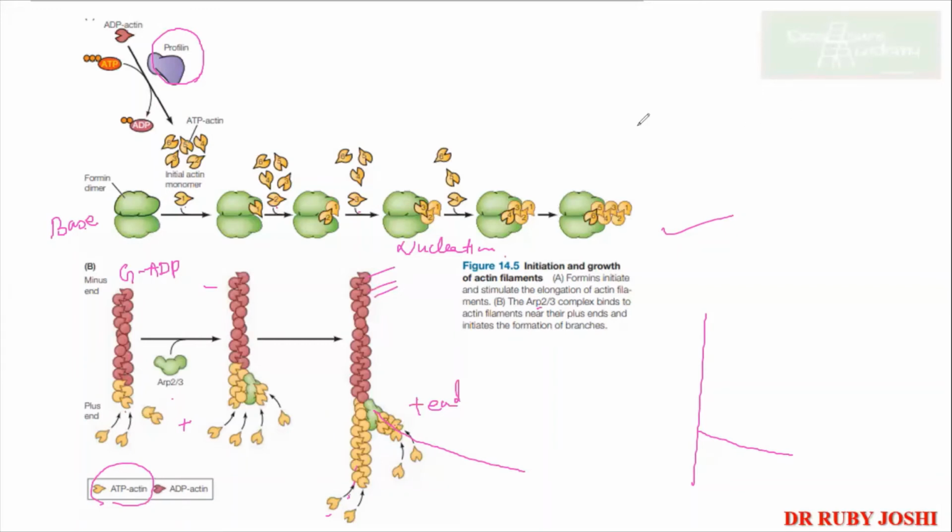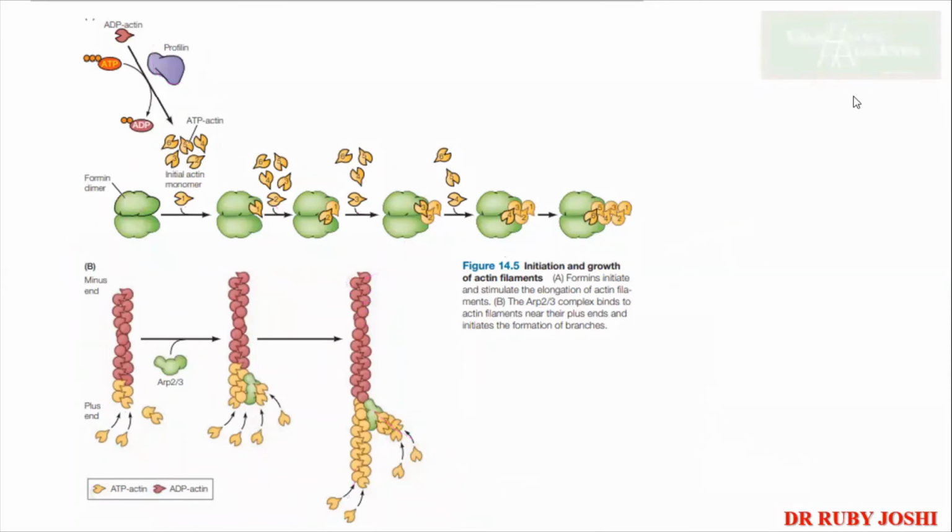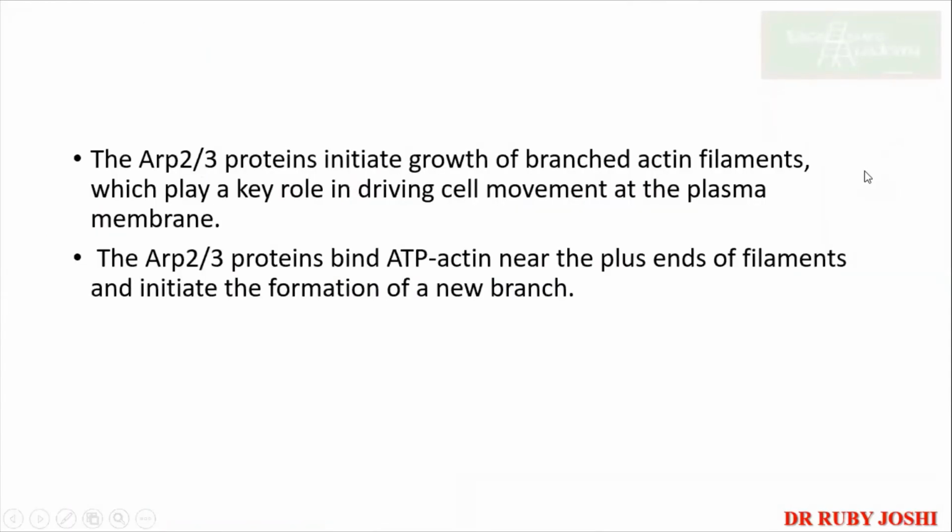Clear to everyone? Now the question should come over here, like how it is going to leave when it is bound with the formin dimer. This base is still present here. Correct? So when it is required that depolymerization should happen, then the base, the formin dimer will be removed, and then they start getting depolymerized. So here the ARP2/3 proteins initiate growth of the branched actin filaments, which play a key role in driving the cell movement at the plasma membrane. So this is how it is going to help in the movement.